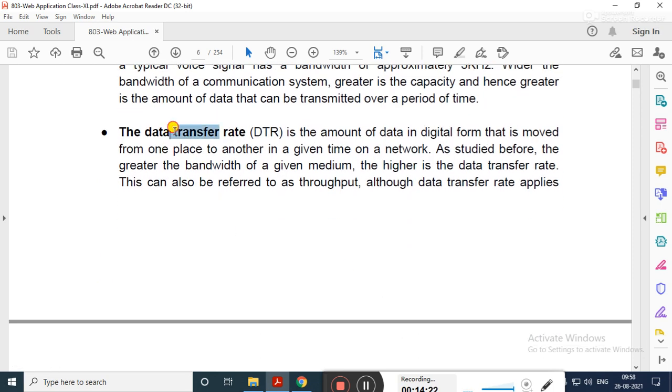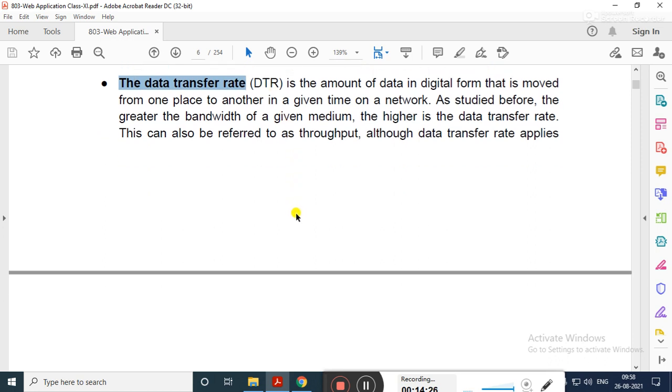Now data transfer rate is also important, which matters most when we download or upload any file. There are two kinds of speed in a network: one is uploading speed, and one is downloading speed. Both are important.